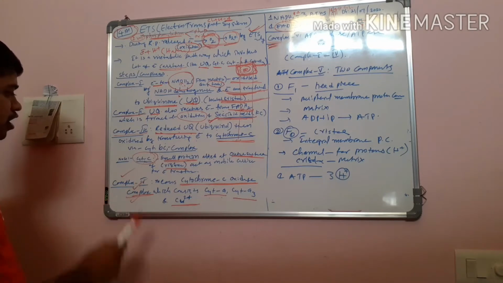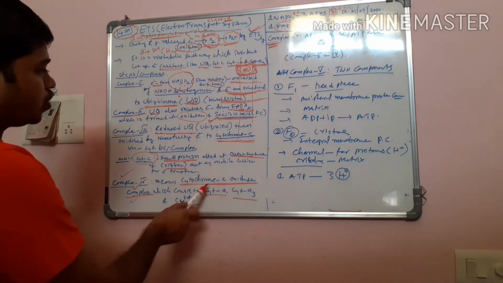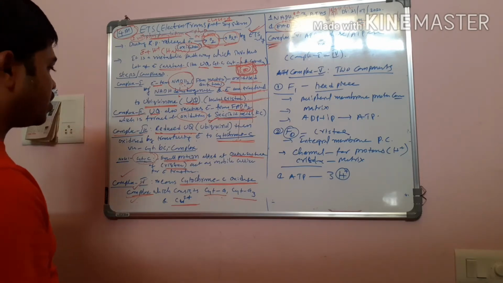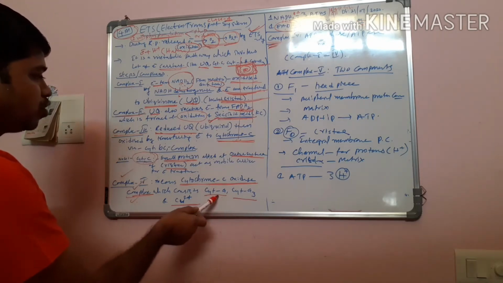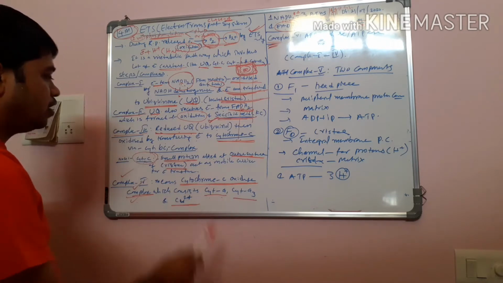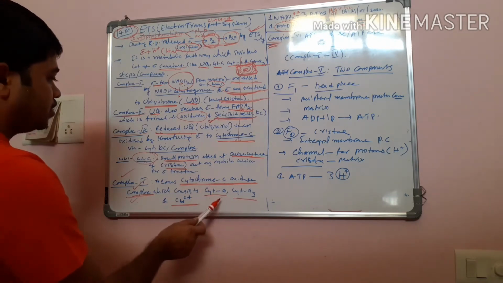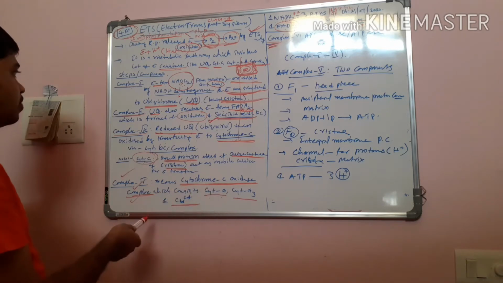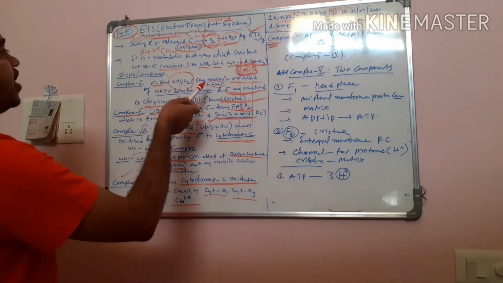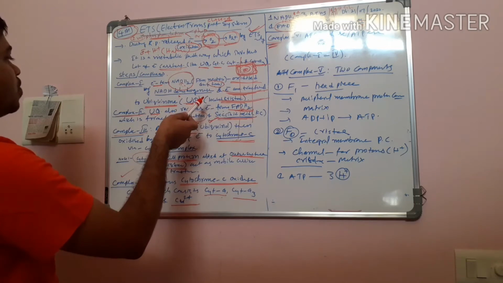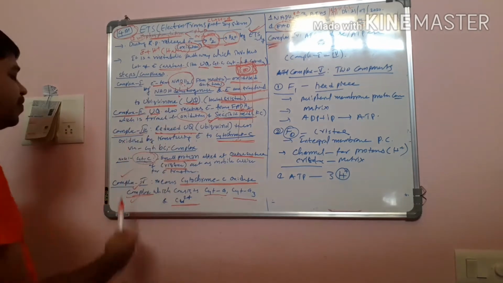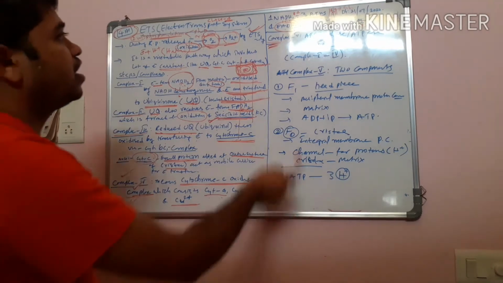The name complex 4 itself means cytochrome C oxidase complex, because it consists of cytochrome A, cytochrome A3 and copper ions. That is why it is commonly called the cytochrome C oxidase complex. Like that, electrons from FADH2 and NADH move through electron carriers from complex 1 to complex 4 and finally reach complex 5.